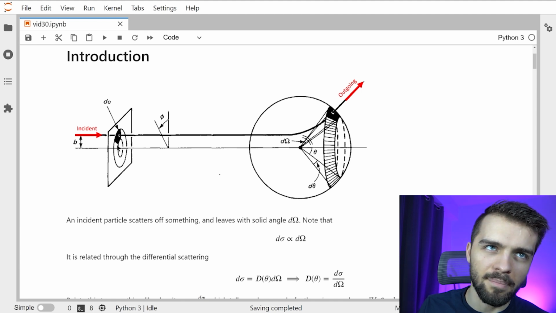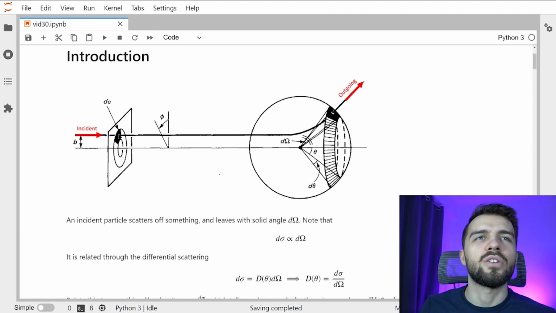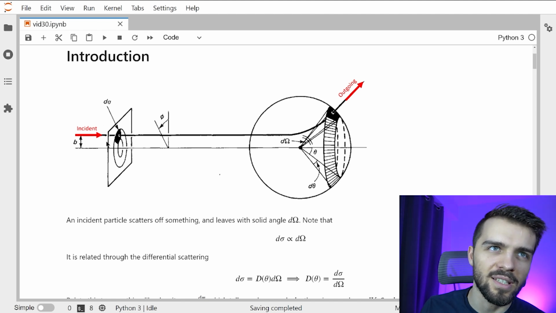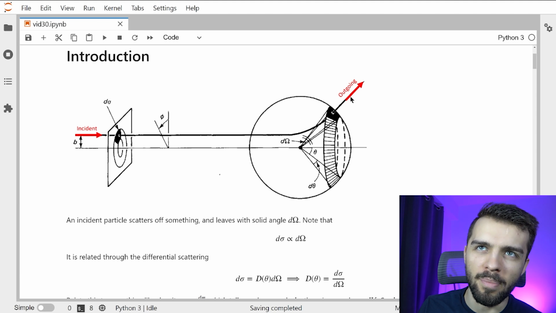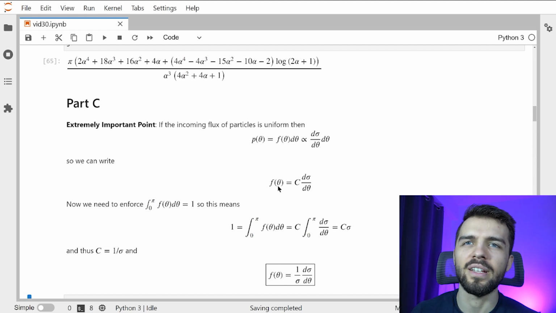But if this black area is larger, and we have a uniform distribution of particles, then as this gets larger, if this particular ring corresponds to a larger area, I'm going to have more particles scattering through here. So that's essentially what that equation tells you. The probability density function of scattering at an angle theta, or scattering in that ring on the diagram, is just equal to some constant times d sigma d theta.